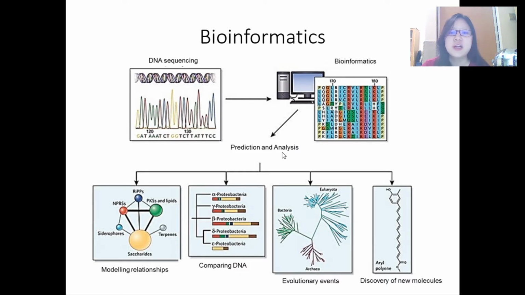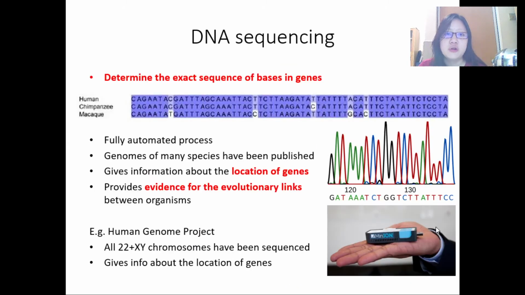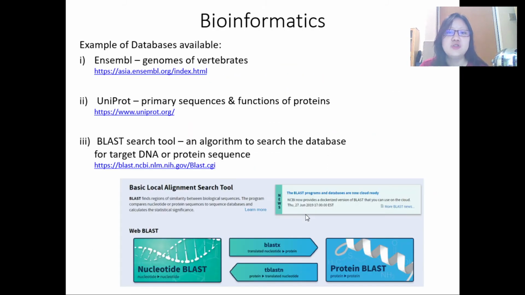The hard part is prediction and analysis, and this can be used in modeling relationships, so seeing what proteins interact with each other, what genes are expressed when together with other genes. We can use this to compare between DNA sequences as well as amino acid sequences. We can use this information to predict what happened in evolution, so evolutionary events, to see the relationship between different species and even discover new molecules. There are many proteins out there that we don't know yet, but through this process we can figure them out and predict, again, the 3D sequence.